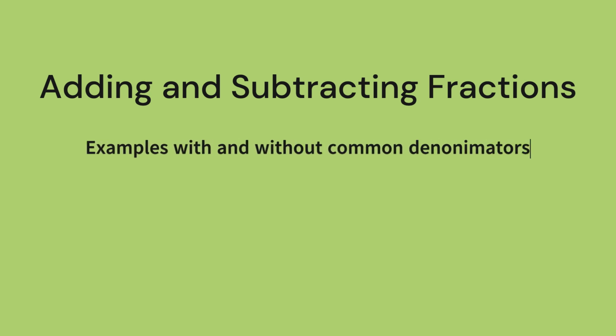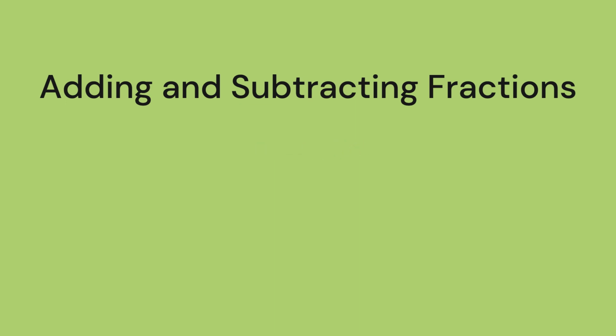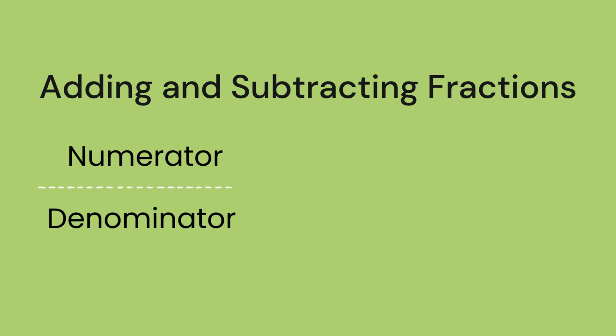Before we get started, let's review what numerator and denominator mean. Numerator is the top number of a fraction and denominator is the bottom number. A tip to remember which is numerator is north and denominator is downstairs.